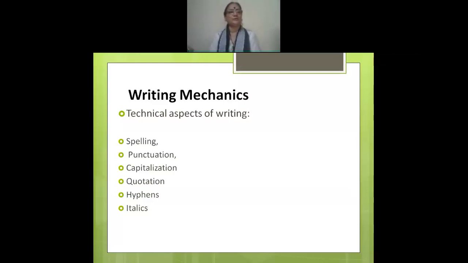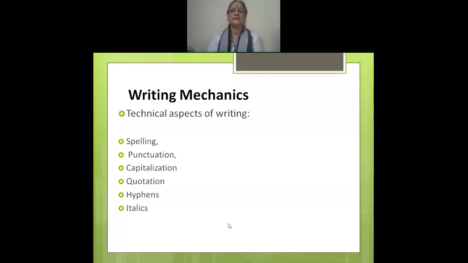So what are we going to be learning? We are going to be learning about spelling, punctuation, capitalization, quotation, hyphens, and italics. Now, where all do we use capitalization?